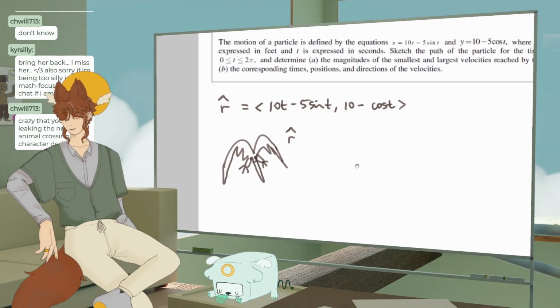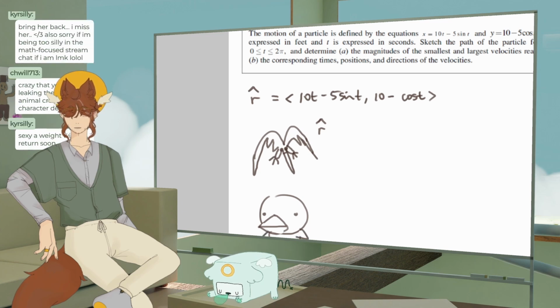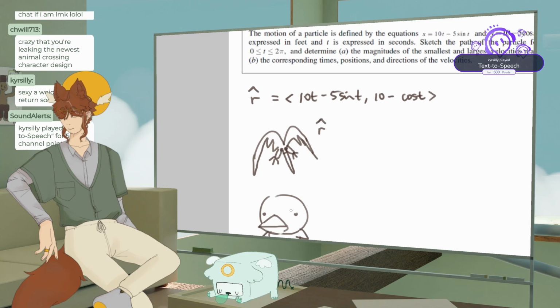Crazy, you're leaking the newest Animal Crossing character design. This guy. Turn this into my dynamics professor. Like, what the hell is this guy? It's like, oh, you know. This is the most important part of my process. You hire me as an engineer, you are gonna get a weird little guy on half of the drawings I do. Sexy await will return soon.